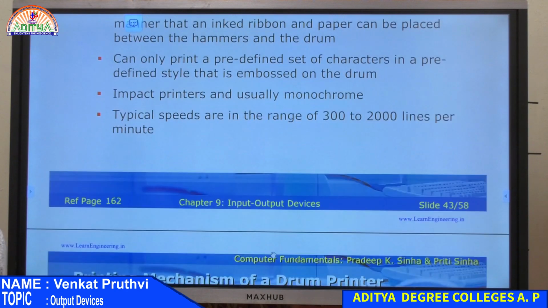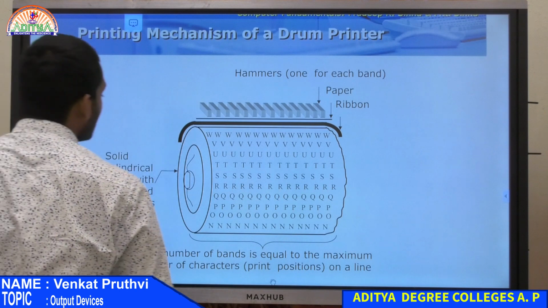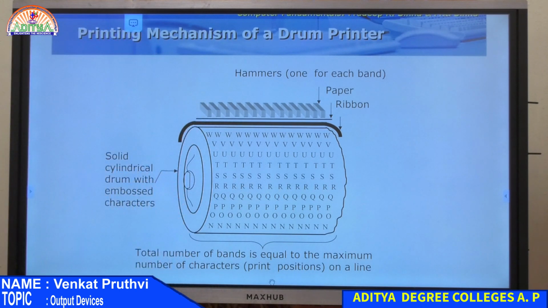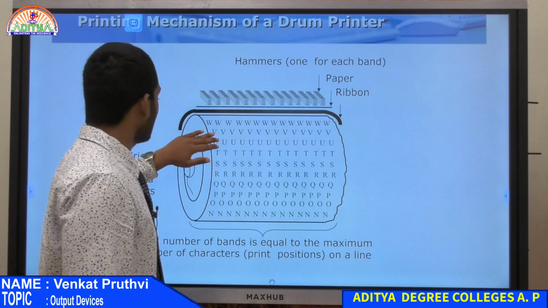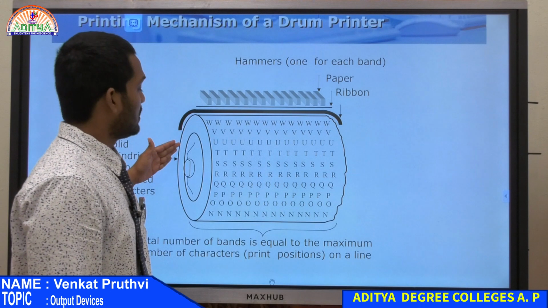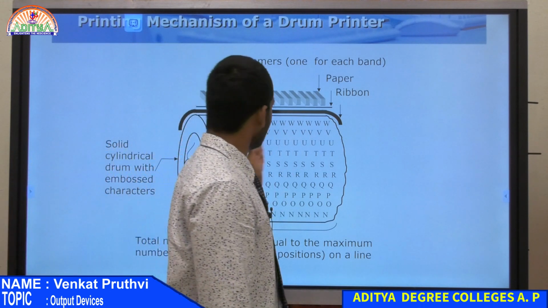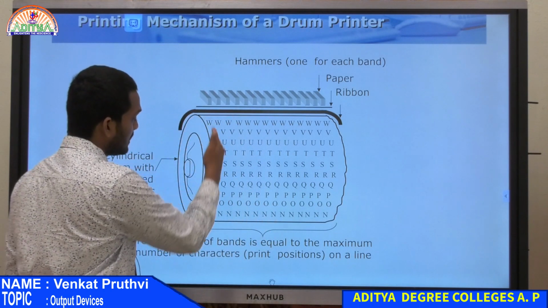And then this is how your drum printers look. So how do these drum printers look? I was telling you about the cylindrical drum, right? This cylindrical drum has the characters in a circular track. You don't see them like this, you have to see these characters like this.